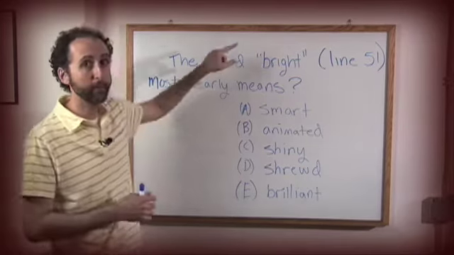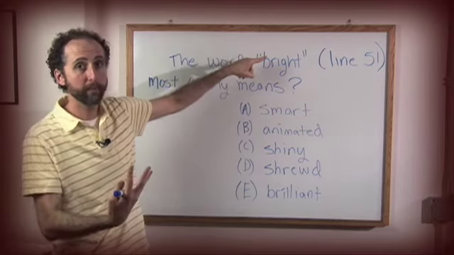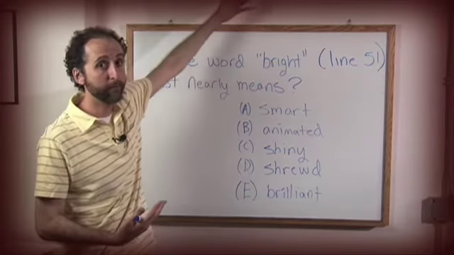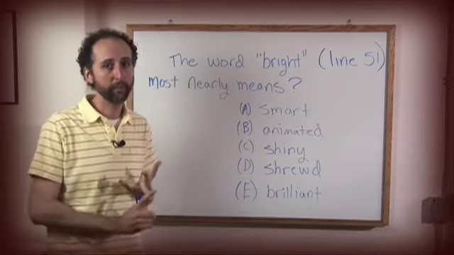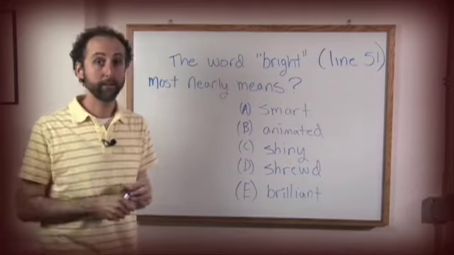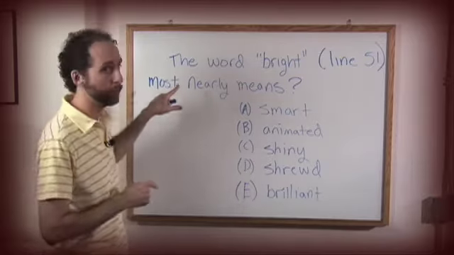If you talk about a character being bright in one sentence, or somebody being bright, in the next sentence or the sentence before or soon after, you're going to explain why that is. You're going to give an example or talk more about it or describe it, and that's going to define the word for you. So that's the key to these questions.